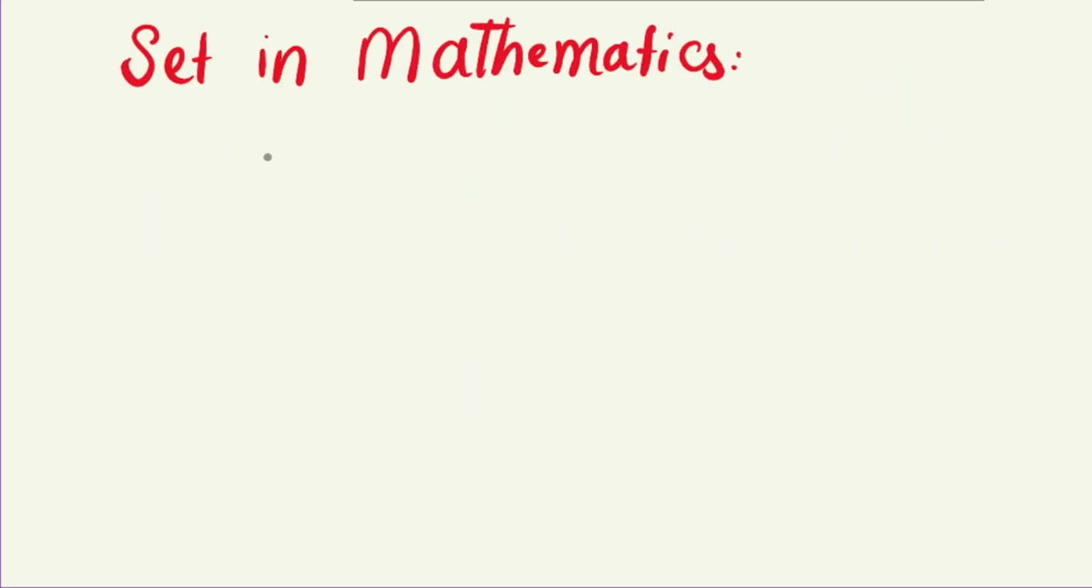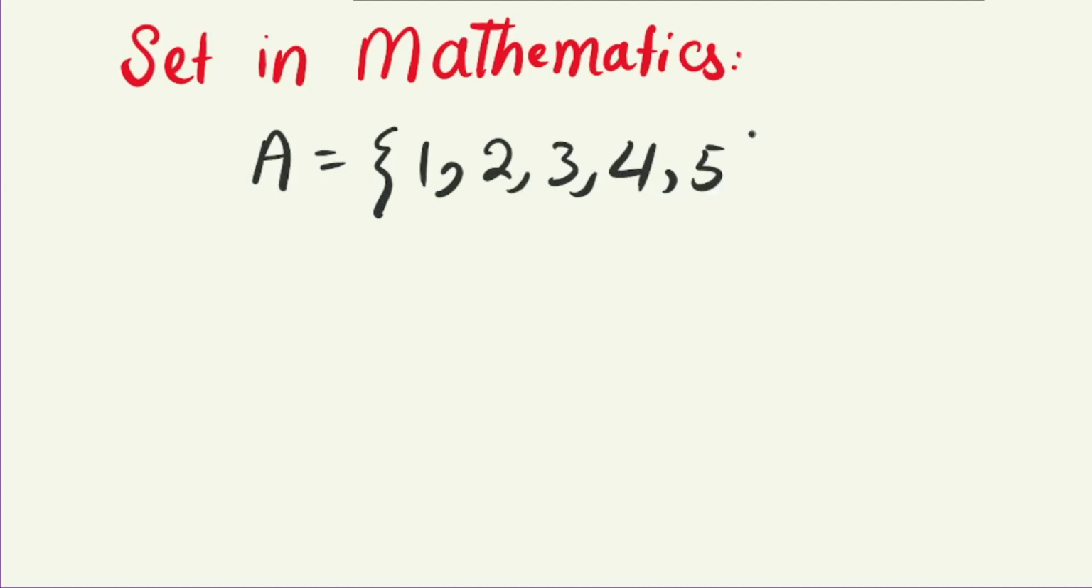Let's suppose I have a set A which contains the elements 1, 2, 3, 4 and 5. So this is a well-defined collection of distinct objects. Here the objects, elements or the members of the set are well-defined and different, meaning they are distinct, and they are enclosed in curly brackets and represented by a capital letter, just like A. The objects inside the set are called elements or members of the set, meaning that 1, 2, 3, 4 and 5 are the members of set A. So this is the set of first 5 natural numbers.